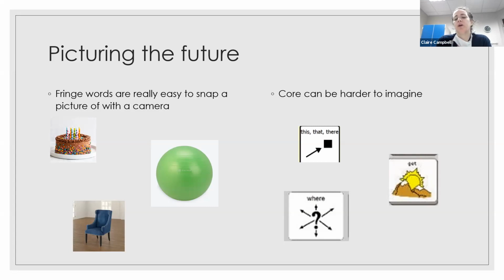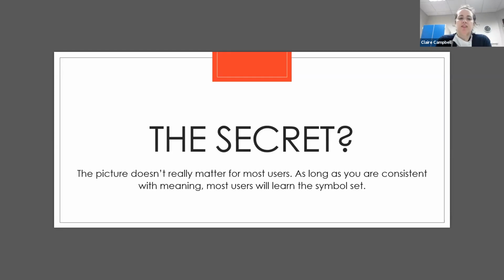That's the symbol for where. Obviously it's a question word, but if you didn't tell me that it was for where, I'm not sure I'd put all those arrows together to understand where. So recognizing that the pictures actually have nothing to do with using the device, most users are not relying on the pictures, especially if they're doing core words and novel utterance generation.